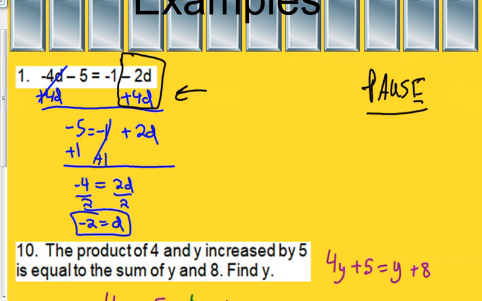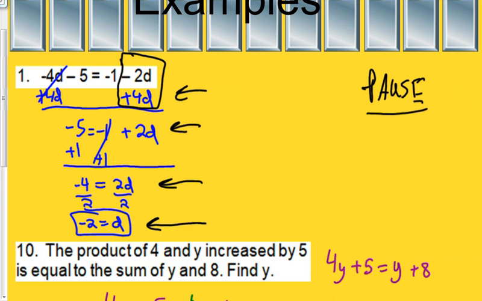All right, now I'm at this step. Now I'm going to add 1 to both sides because I want to cancel out this plus 1 that's on the same side as the variable. And I end up with -4 equals 2d. And finally, when I divide by 2 to get the d by itself, I end up with d is equal to -2.